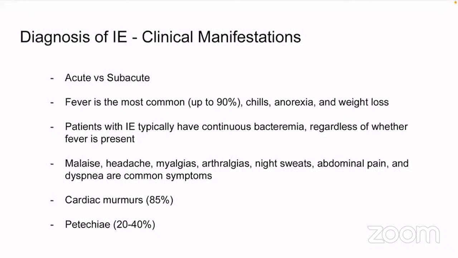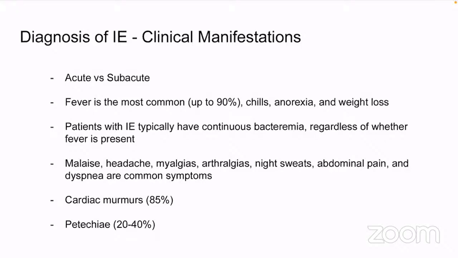The second part of the presentation is going to be about the diagnosis of infective endocarditis. First, the clinical manifestations. There is acute and subacute. Usually the acute is a rapidly progressive and more severe presentation, and subacute usually can be low-grade fever, non-specific symptoms with chronic symptoms. The most common manifestation is fever, up to 90% of patients, and is usually associated with chills, anorexia, and weight loss.